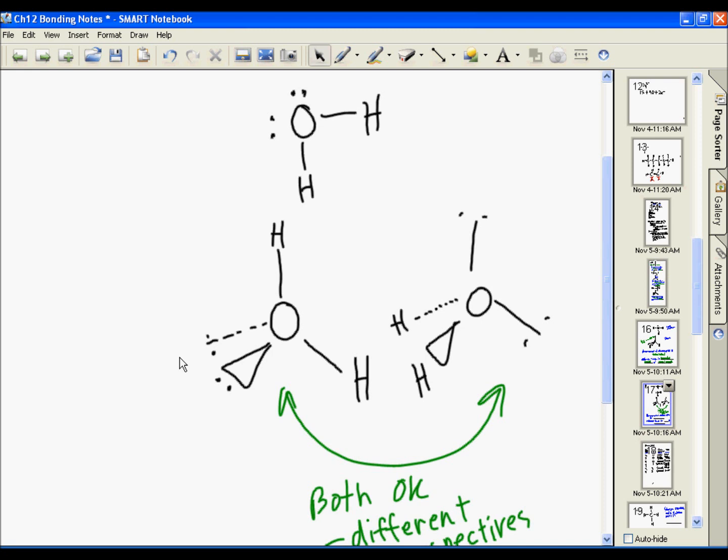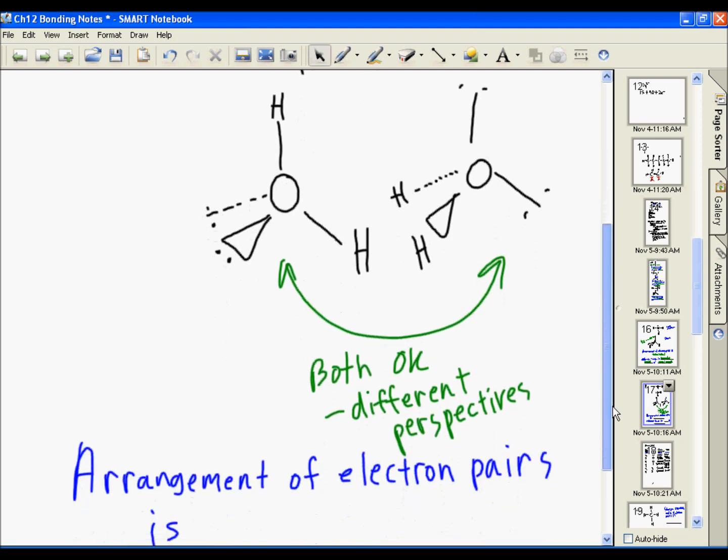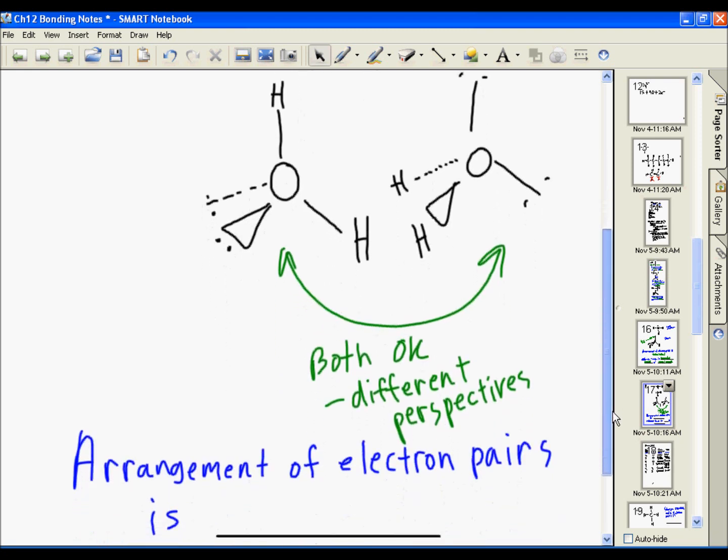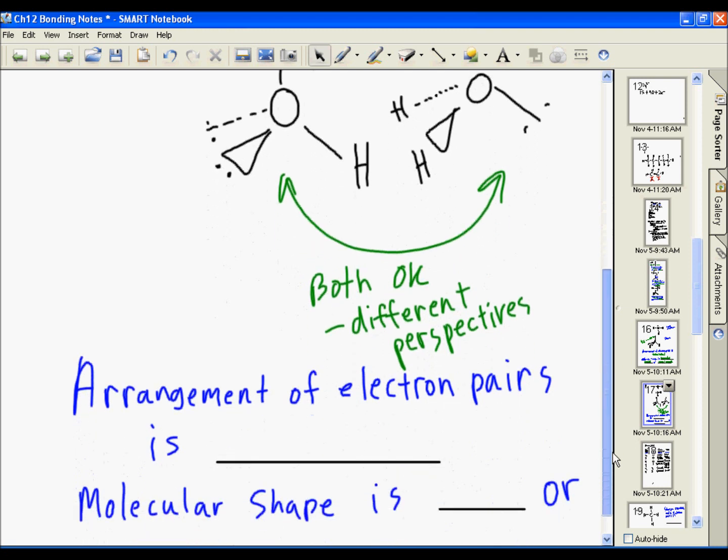When you draw the shape, you don't have to draw the lone pairs in. So when you're drawing it, you can just draw the oxygen and the 2 hydrogens in a V and just erase or cover up the lone pairs. So you don't have to show the lone pairs when you're drawing the shape. If you did, I wouldn't mark it wrong. That would be okay. But you don't need to.